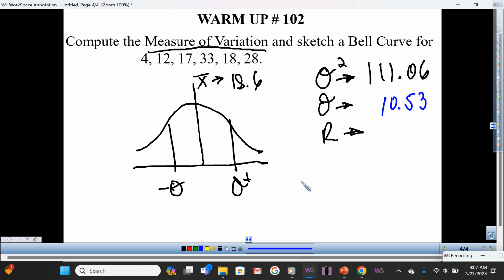All right, what'd you get, Daisy? I sense a disturbance in the force. 9.60. Yeah, remember when you do the shortcut or the long way, it's about off by 1, close to 1. So just keep that in mind. But we're going with Peyton's. So this is 10.53, so that's 29.13. Yeah? And 18.6 minus 10.53, that's 8.07.